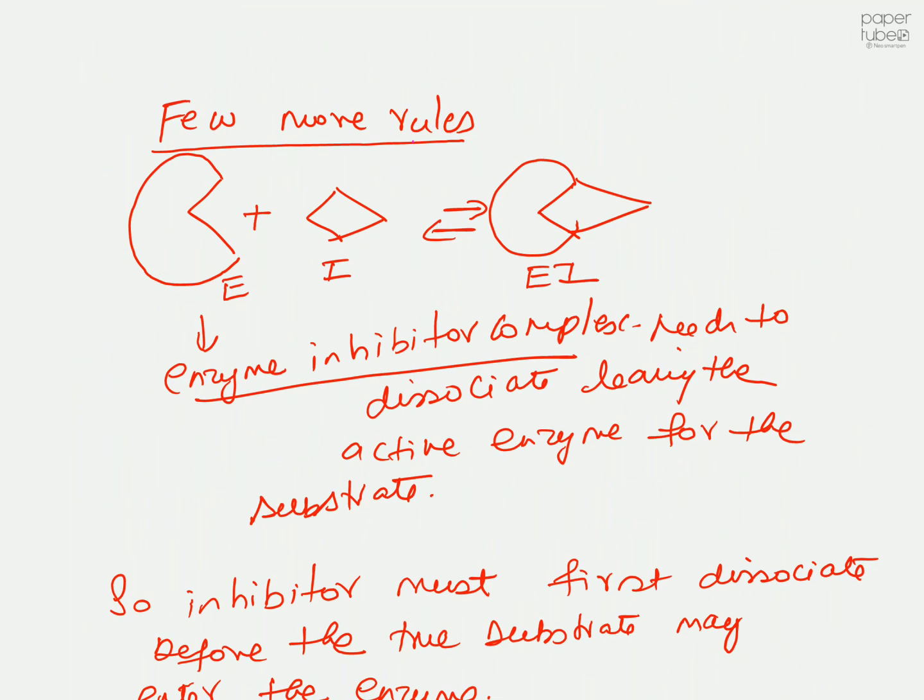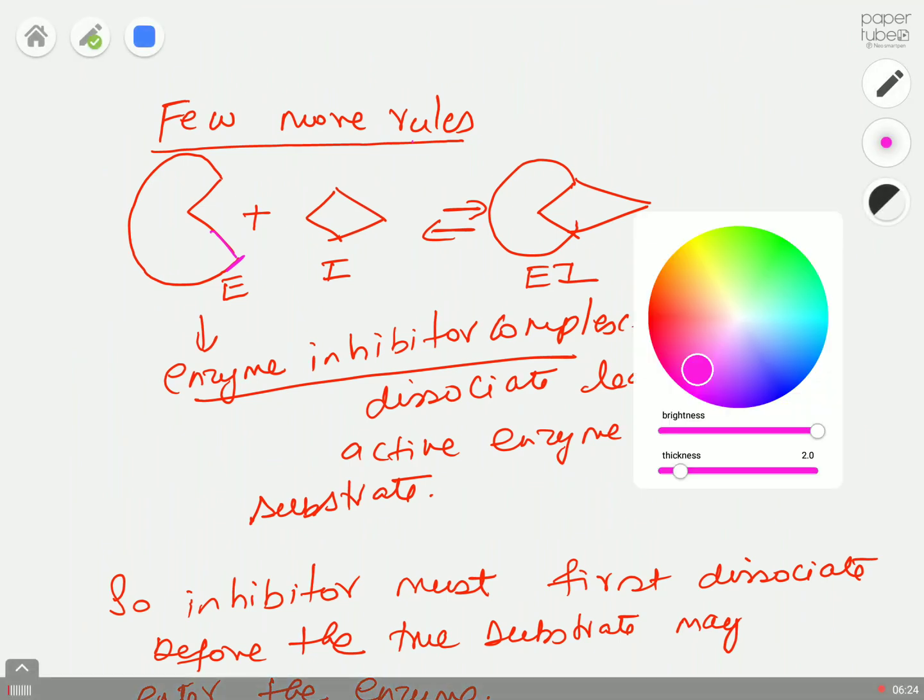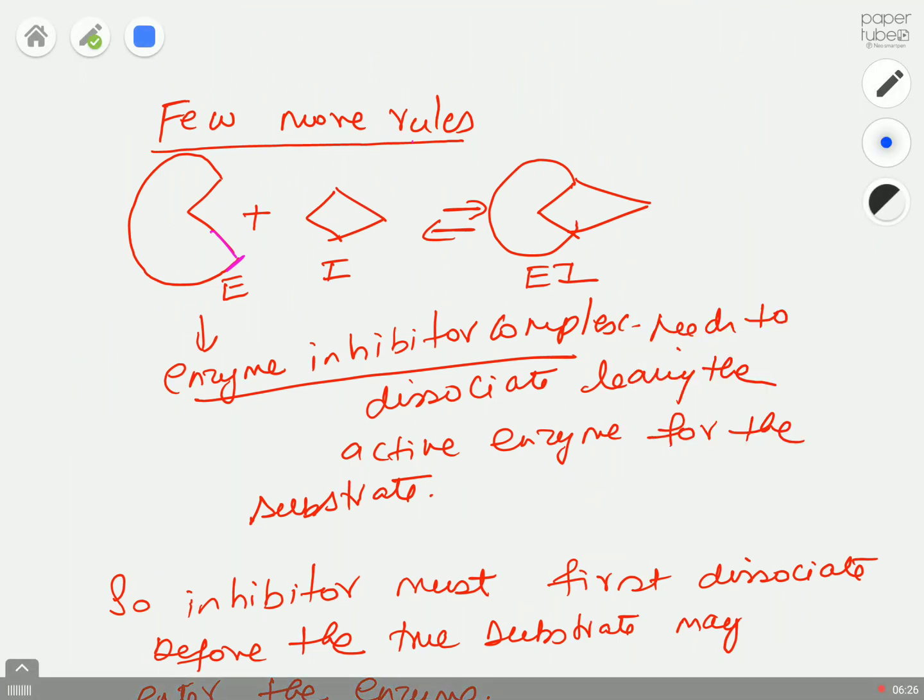And then here I have a few more rules that you can write based on this simple diagram. So what you have here, just follow the pink pen. Maybe change the color to blue, it will be easy to follow on the screen. So just follow the pen.